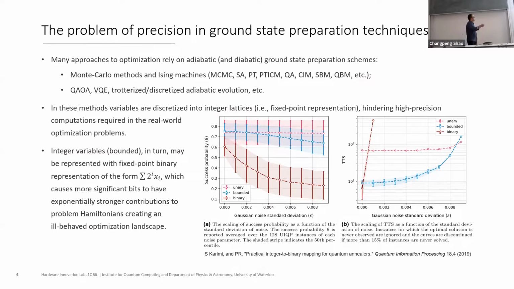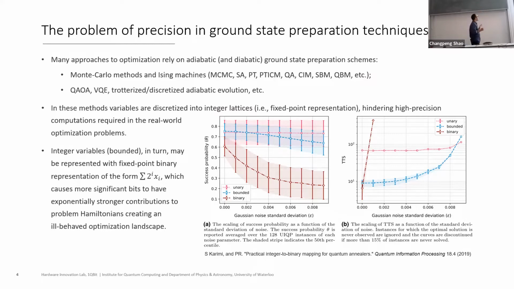You see the line that is going straight up is from the binary representation. Those are the time to solution if you were using binary representation in your optimization problem. And then of the two other curves, the one that is kind of flat is the unary encoding. So it has a bad prefactor, but the time to solution scaling is really good. And the blue one was this bounded encoding.